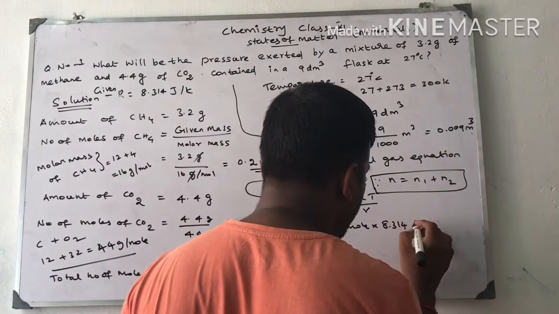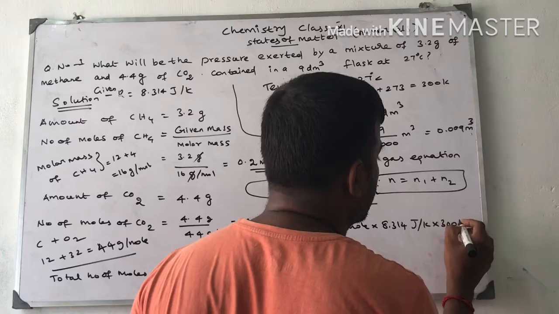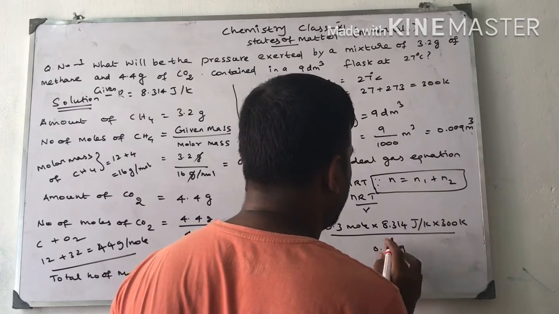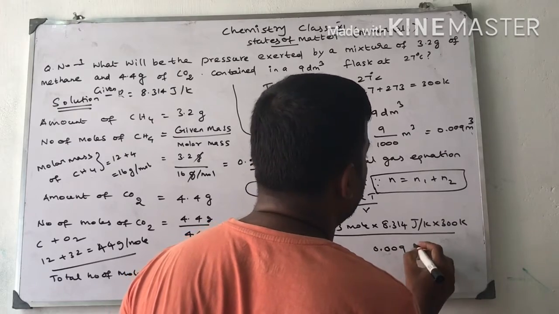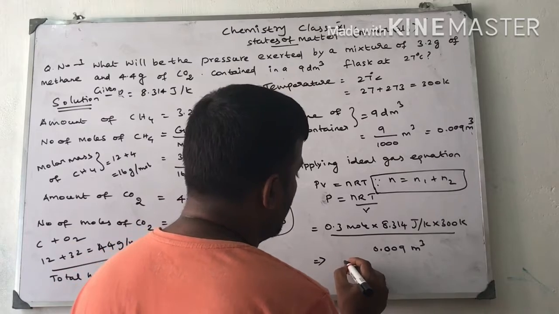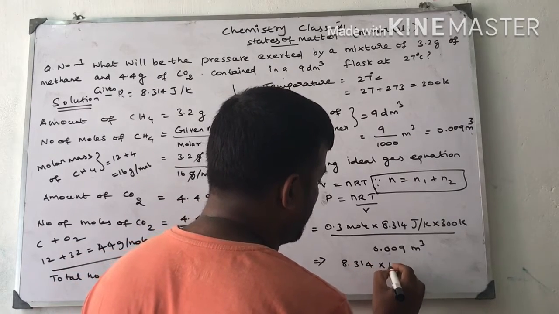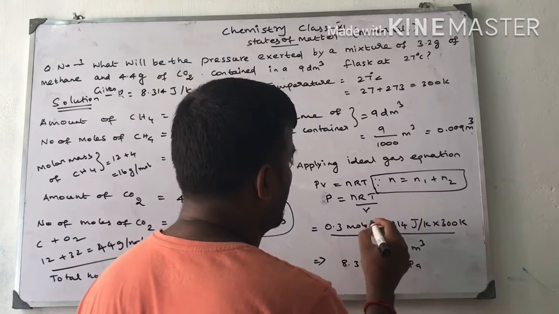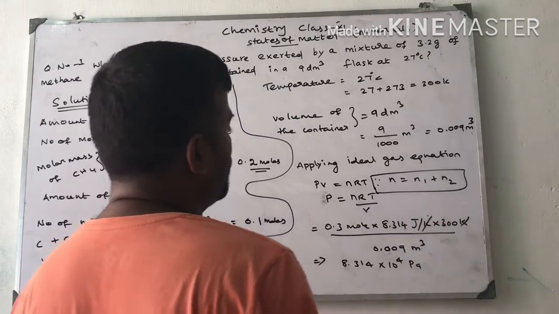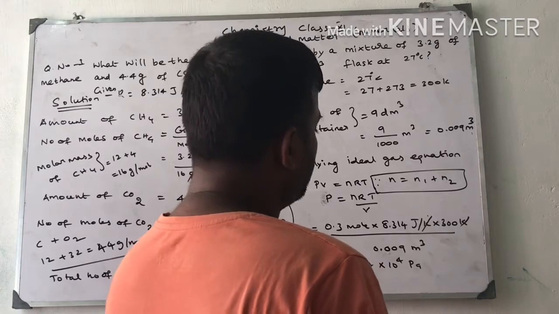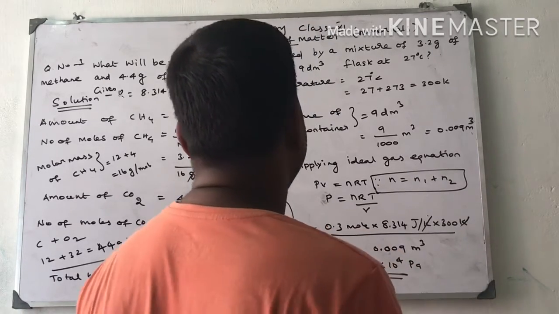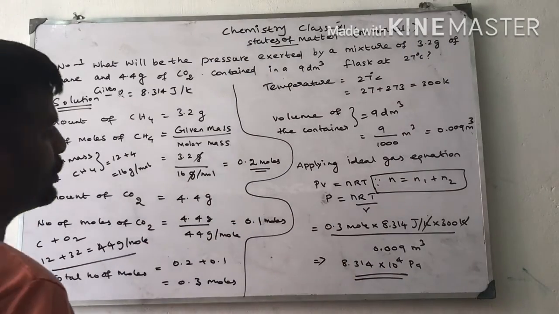8.314 joule per Kelvin. Next one, 300 Kelvin, temperature, divided by volume, which is 0.009 meter cube. On simplifying all these things, we get the value of 8.314 into 10 to the power 4 Pascal. Kelvin and inverse Kelvin cancel, right? So joule per meter cube is equal to Pascal, right? This is the answer for this question.